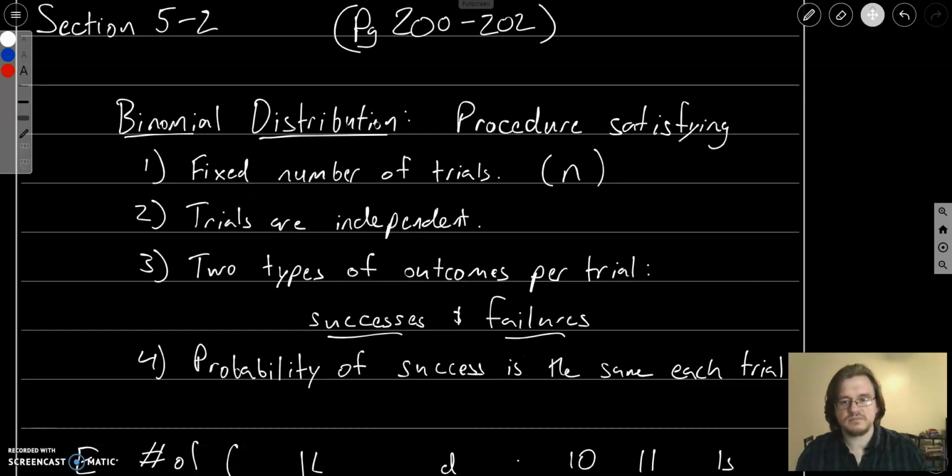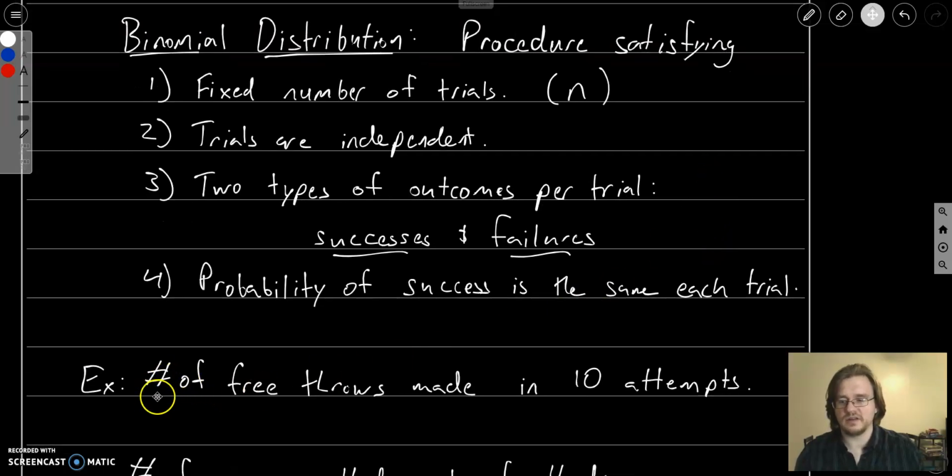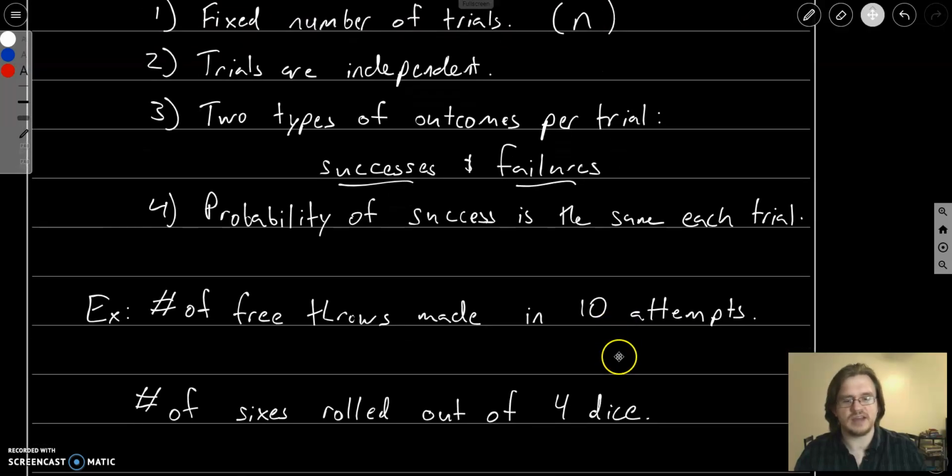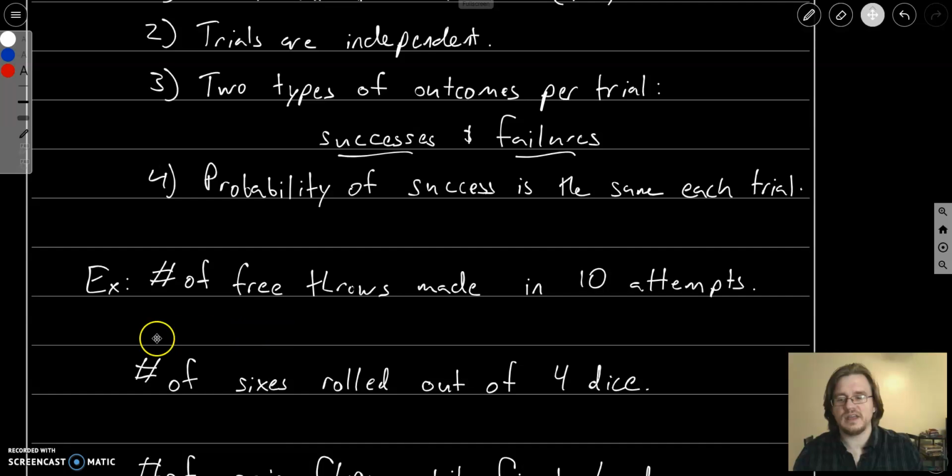So let's look at another couple of examples. The first one is the number of free throws made in 10 attempts. This is in fact a binomial distribution. We're shooting 10 free throws. Each of our free throws is independent from one another. They don't affect one another. There are two types of outcomes: either we make the free throw or we don't. And the probability of success is going to be the same in those 10 attempts, barring hours and hours of practice in between them.